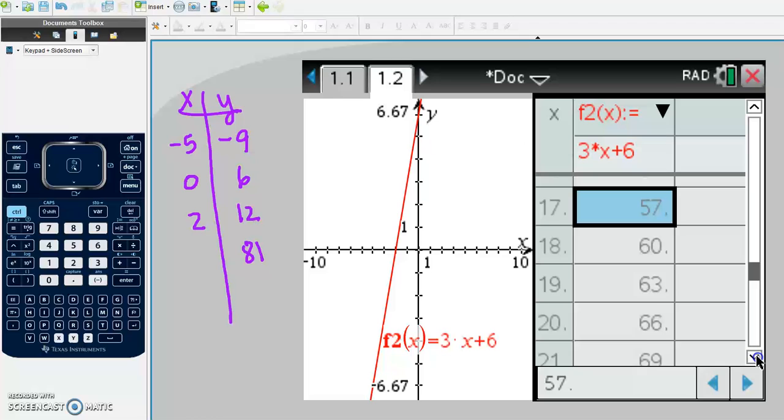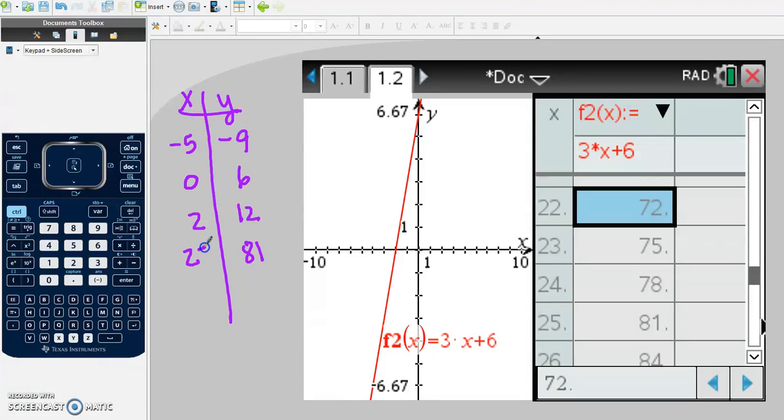There we go. Here's 81. So my x value, or my domain value, would be 25. So again, let's write it with the braces. So I have -5, 0, 2, and 25. Okay?